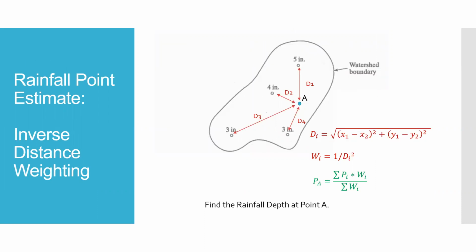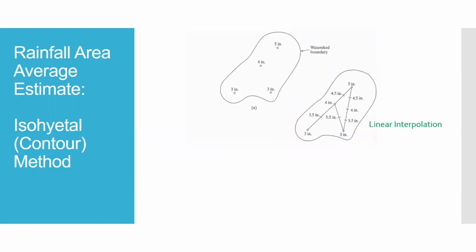Now that's for a point. If we're interested in an area, we can take the same information and create our own contours, our own isohyetal map. We can do that by using linear interpolation. What this shows is we're connecting the incremental data. So it's kind of simplified here in whole inches. So we just draw a line. You can just do this by hand. You don't have to do any calculations here.